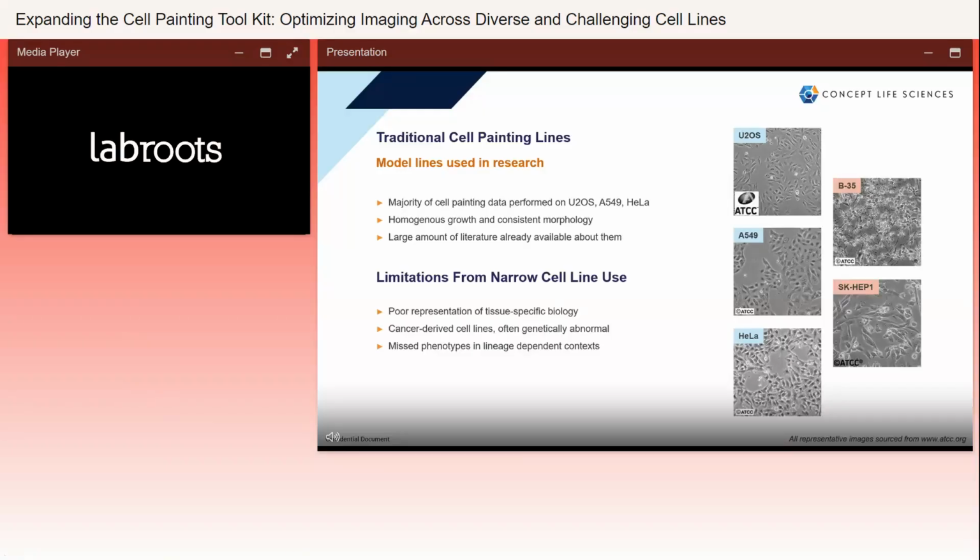Now, I've highlighted a couple of cell lines that are completely different morphologically to the standard cell painting lines to showcase this. The B35s are a neuroblastoma cell line, and the SK-HEP1s are derived from liver adenocarcinoma. Even by a quick glance with the eye, you can tell that they're significantly different to the lines on the left. Now, to make cell painting a truly predictive and translational tool, we need to extend our panels to include a broader range of cell models.